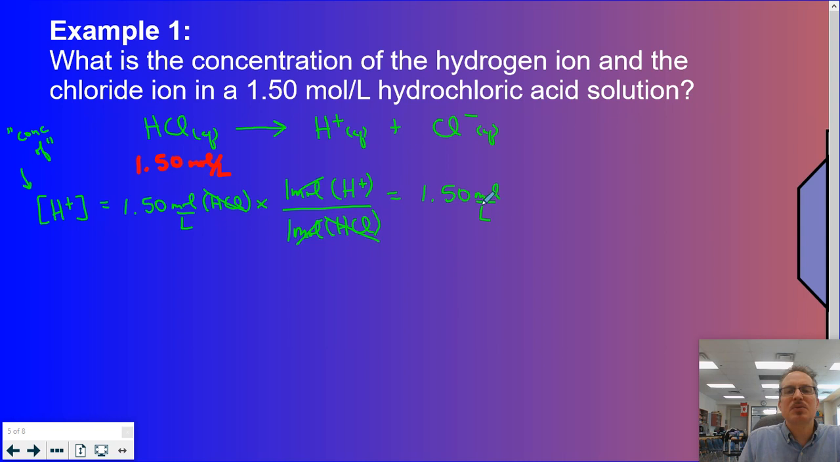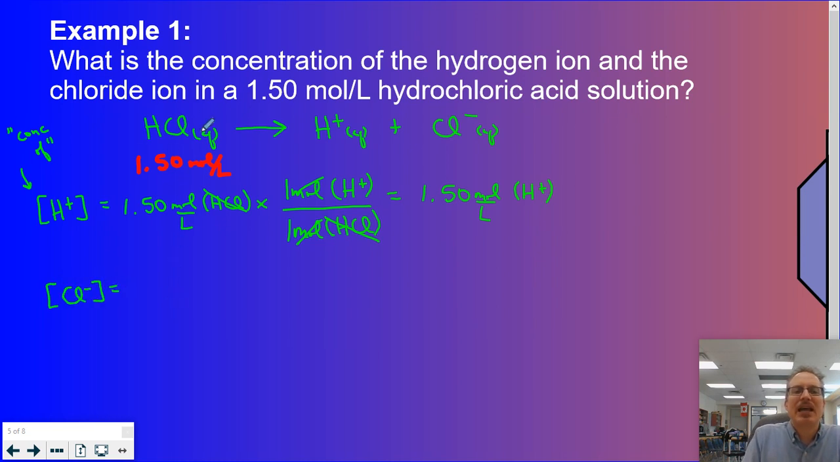And the substance we're solving this for is, along the top, H positive. So from the beginning, we have been trying to find what is the concentration of H positive. We know the concentration is 1.50 moles per liter H positive. Hydrogen ion is 1.50 moles per liter. Let's do the same thing, but this time let's write a concentration statement for chloride ions.